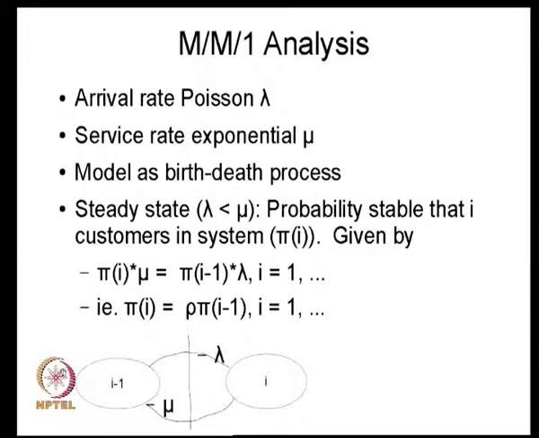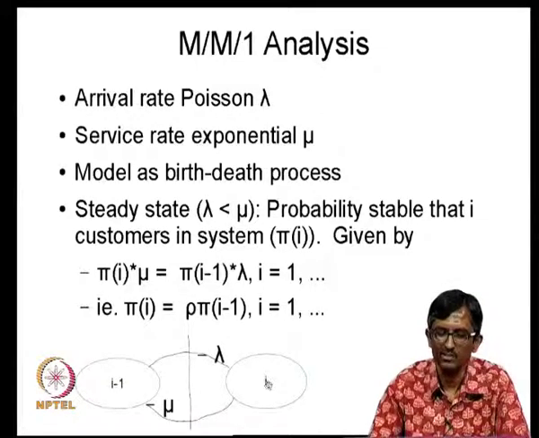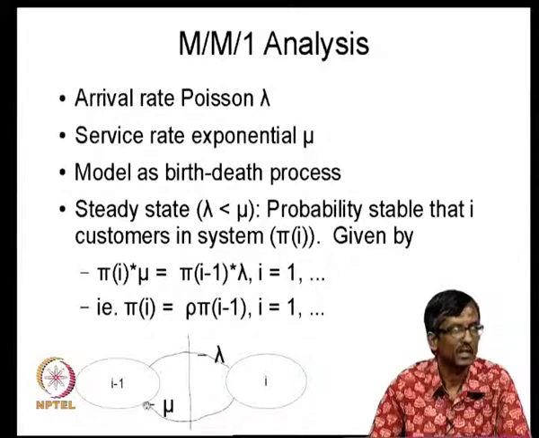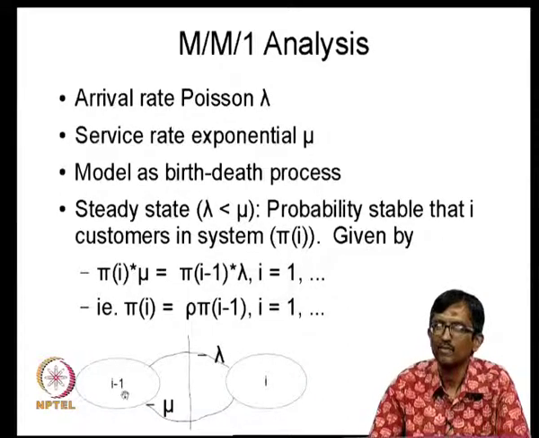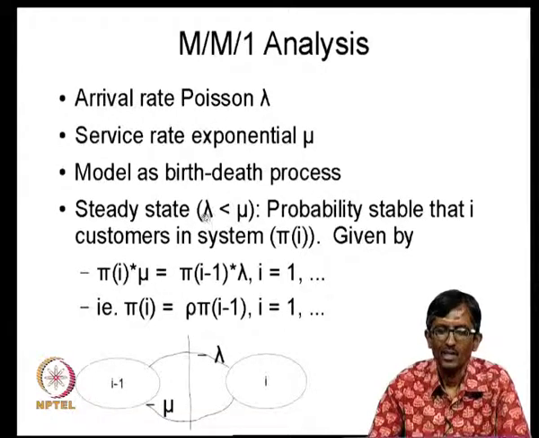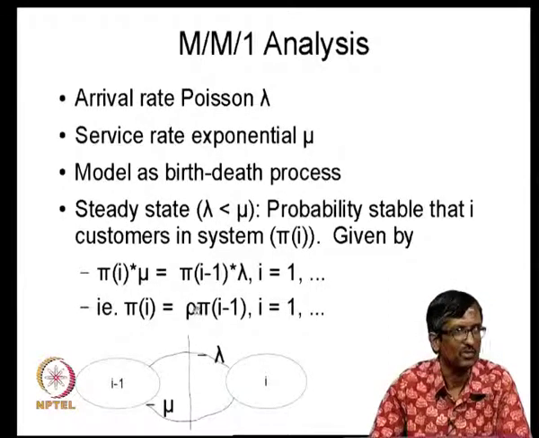Either you have 0 customers, nobody is there, or 1, 2, 3, i minus 1, i plus 1, or n. So if I am at i minus 1 customers and a new customer comes, that is an arrival, I go to this state. If there are i customers in the system and one service gets completed, I go to i minus 1. Now if the arrival rate is much bigger than the service rate, then queues will build up. It's an unstable situation.